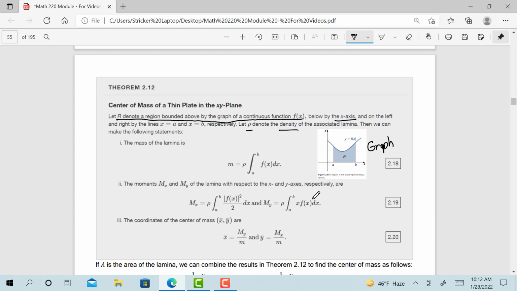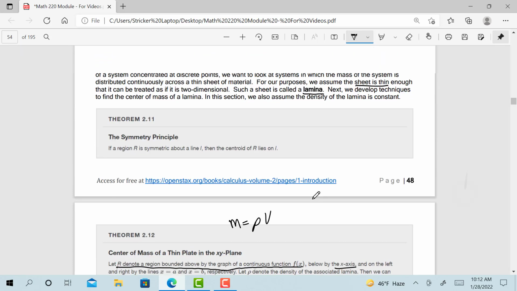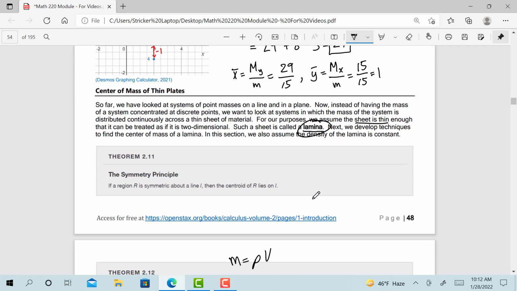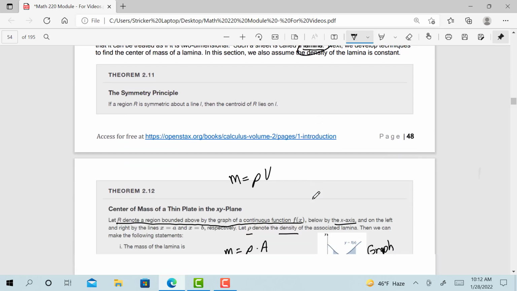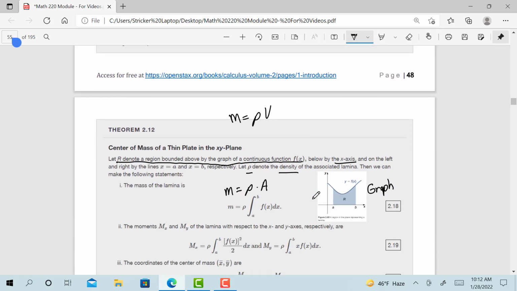So if we take the density times the area, this is equal to the density times the area. That's going to give us the mass. Normally density is something like kilograms per cubic meter, and normally we think about mass as taking density times the volume. But remember, we said on the previous page, this is a lamina. It's so thin that we're treating it as a two-dimensional object. So the mass is actually going to be the density times the area.